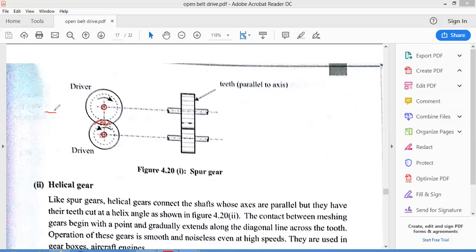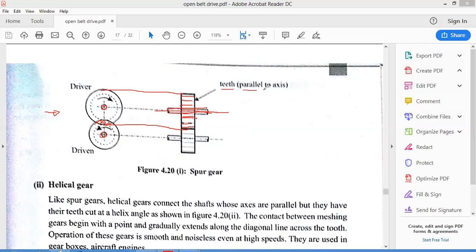Now when we look from this particular direction, how does it appear? We can see the length of the shaft, and we can see the diameter of the gear. This is the driving gear. When we look over here, we can see how the teeth are: they are parallel to each other, or parallel to the axis of the shaft. The teeth are arranged parallel to the axis of the shaft or the center of the gear. This type of arrangement is called a spur gear.